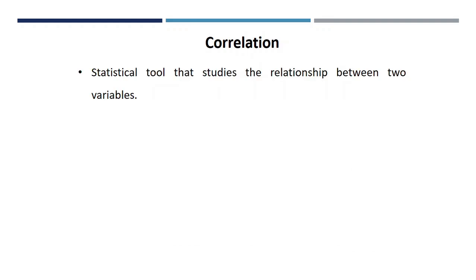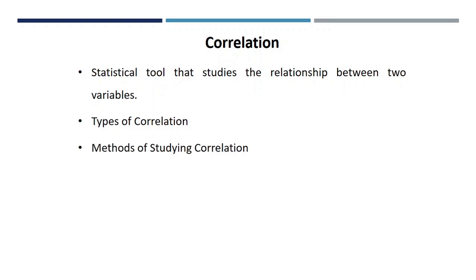Let us conclude like this. The statistical tool that studies the relationship between two variables is correlation, and we have seen different types of correlation: positive correlation, negative correlation, and linear and non-linear correlations. The different methods of studying correlation are the scatter diagram, Karl Pearson's coefficient of correlation, and Spearman's correlation coefficient. Of these, we have seen the scatter diagram here. So in the coming sessions, we will see Karl Pearson's coefficient of correlation and Spearman's correlation coefficient.